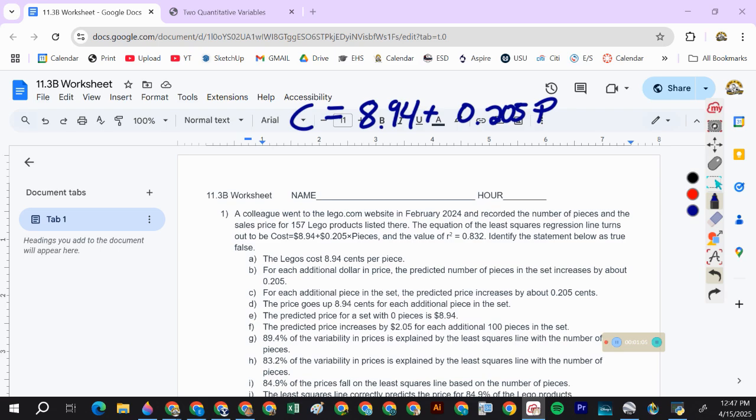So, what is the 8.94? What's that? It's, yeah, the base price for the box and the shipping, right? That's the y-intercept. So B, for each additional dollar in price, the predicted number of pieces in the set increases about 0.205.